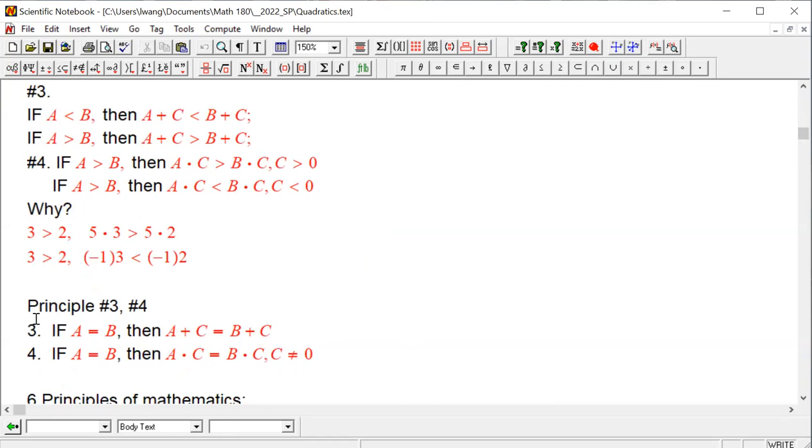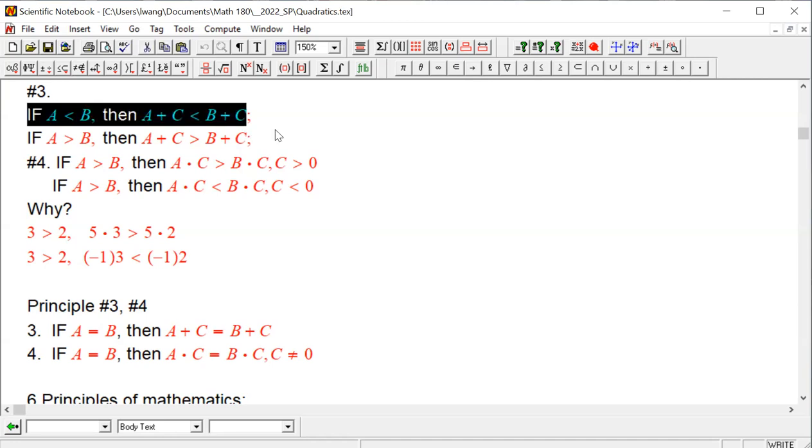We have learned principle number 3 and number 4 about equations. If A equals B, then A plus C equals B plus C. If A equals B, then A times C equals B times C, provided C cannot be 0.